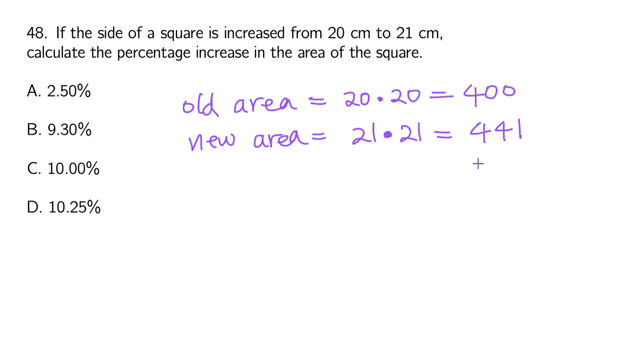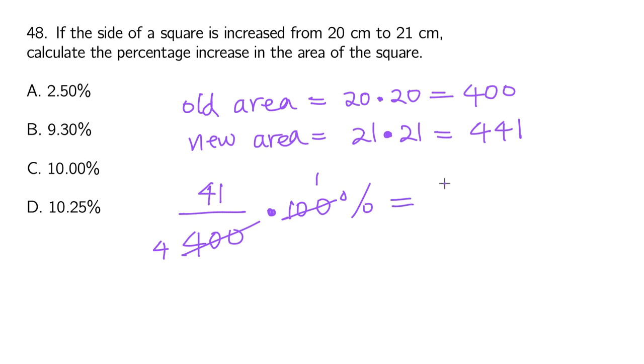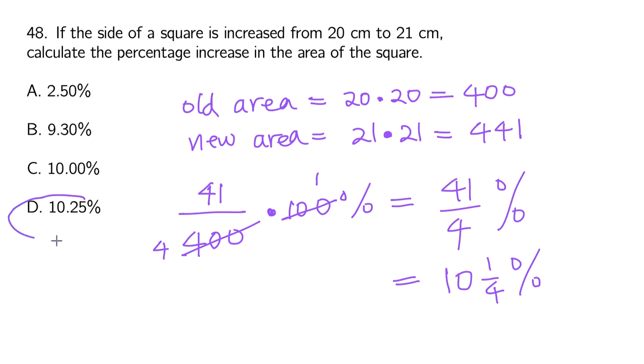Now what's the difference in the area? So the difference in the area is 41. We divide that by the old area and multiply by 100% and see what we get. Well, 400, 100, we get 4 here. So our answer is 41 over 4%. And what is 41 over 4? Well, 4 divides 40, we get 10 1/4. 10 1/4%. And 10 1/4 is 10.25. 1/4 is 0.25. So that's our answer.